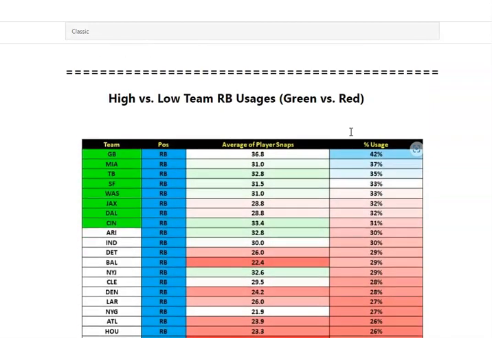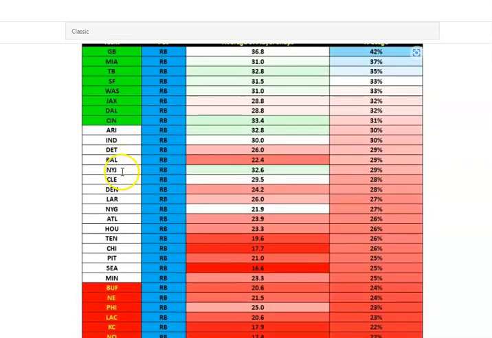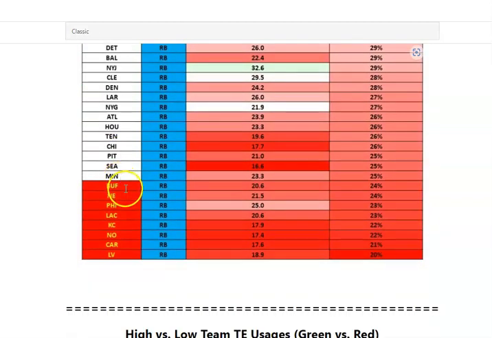So here is just to simplify high versus low team RB usage in green. Where's the running back? Green Bay, folks, all day long. You want all that. Miami, Tampa Bay, San Francisco, Washington, Jacksonville, Dallas, and Cincinnati with Mixon. And I mean, Buffalo is not using their running backs. New England, Philadelphia.